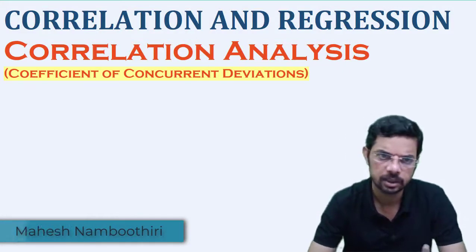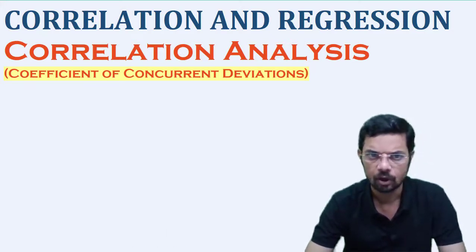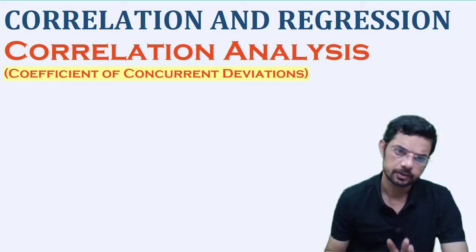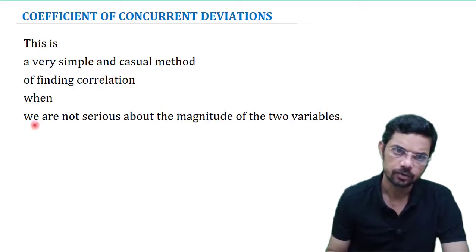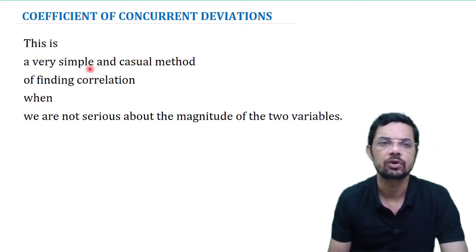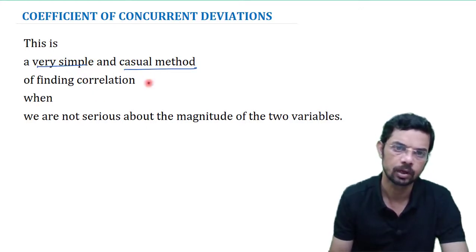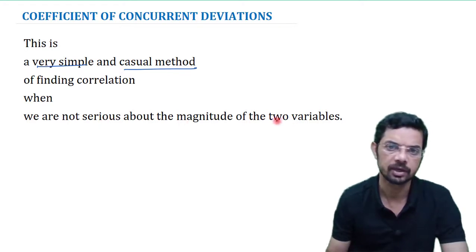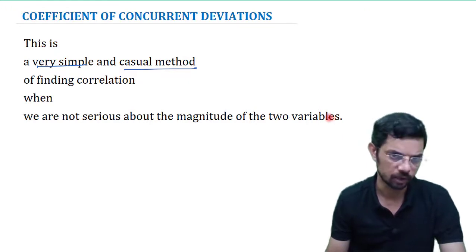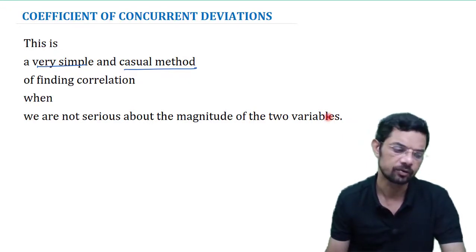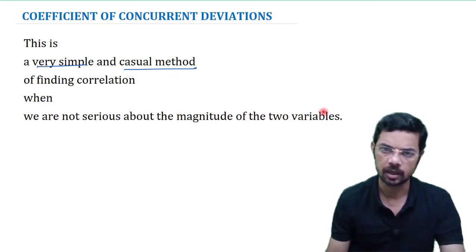Hi students, in this class we shall be discussing coefficient of concurrent deviations, which is the fourth different method of correlation analysis. So let us try to understand what it is through an example. This is a very simple and casual method of finding correlation when we are not serious about the magnitude of the two variables. We are not interested in the value of correlation, but yes, we are interested in the sign of the correlation, whether it is positive or negative.